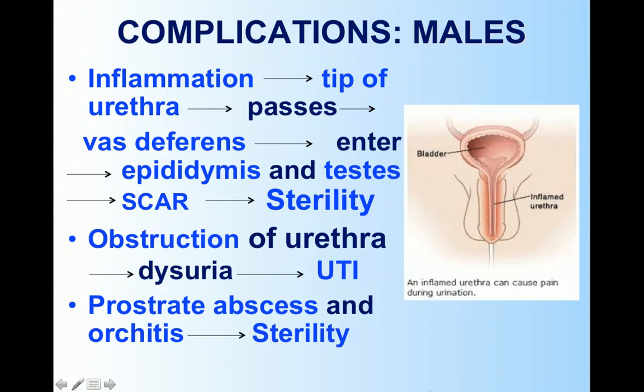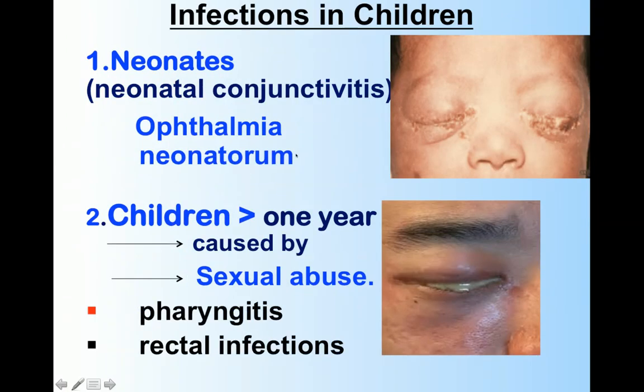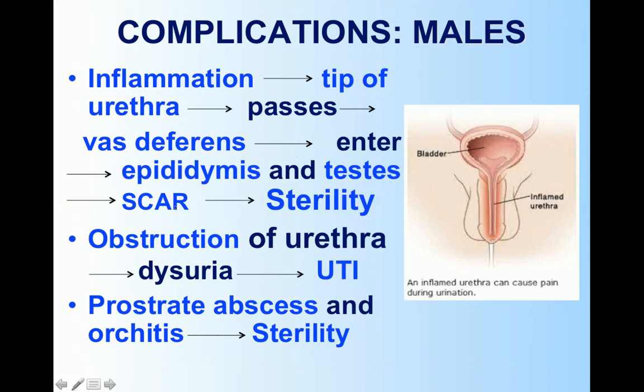In males, on the other hand, gonococcal infection causes inflammation of the tip of the urethra, and from here they are going to be carried to the vas deferens, and from the vas deferens they enter the epididymis and the testes. And again, there's going to be inflammatory reaction. There's marked inflammation leading to scar formation and sterility.